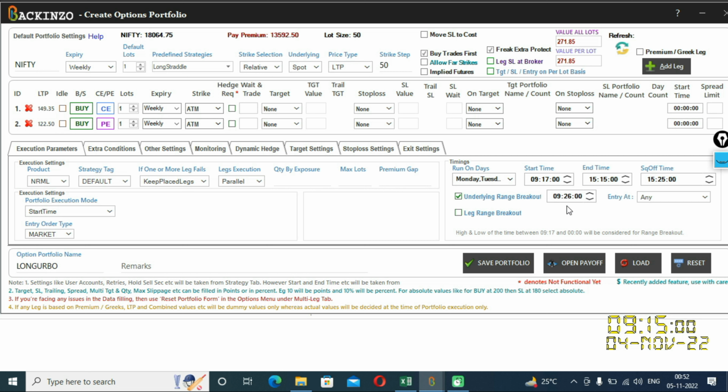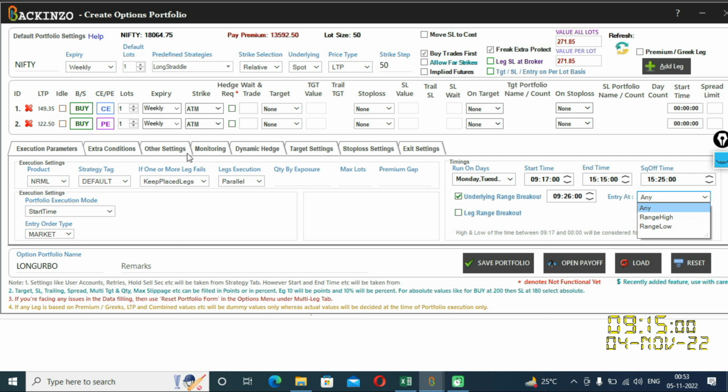Now let's talk about another field, that is entry at. Condition will be checked on the basis of the entry at selection. With this feature you can set at which level you wish to execute the portfolio: on hitting the range high, on hitting the range low, or anyone would do. So this you can define.